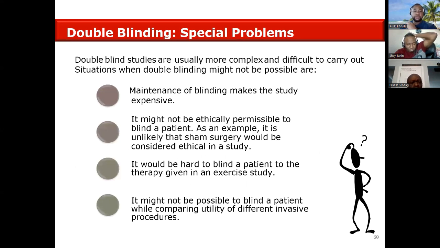A special problem with double blinding is that maintaining the blinding makes the study expensive. The sponsor realizes that we are conducting a study that is double blinded, but it becomes expensive because they need to assign more people into the study and more people to maintain the integrity of the data collected at the level of the site.